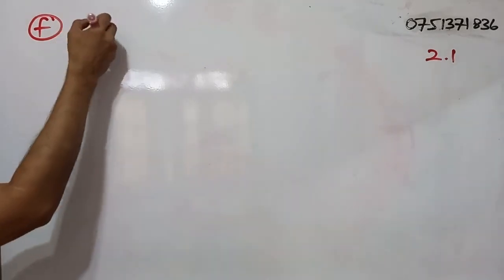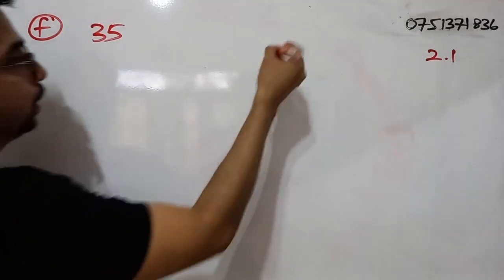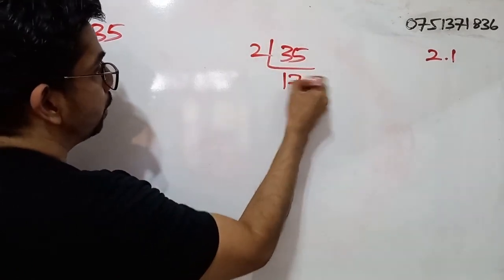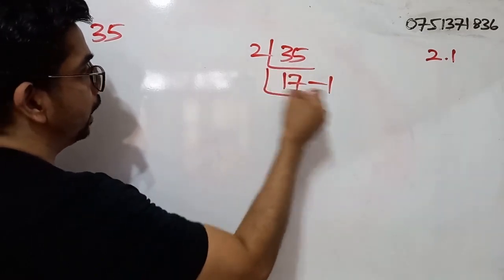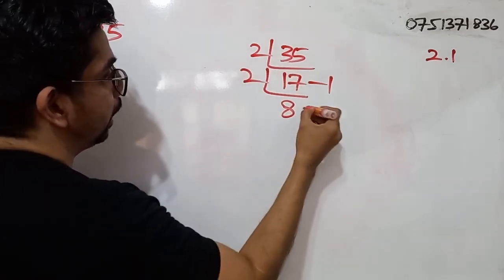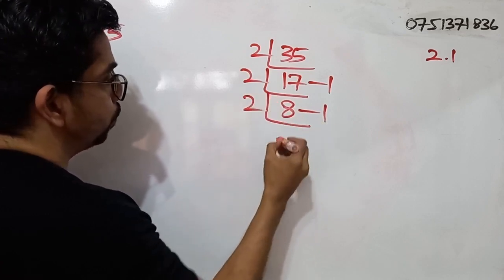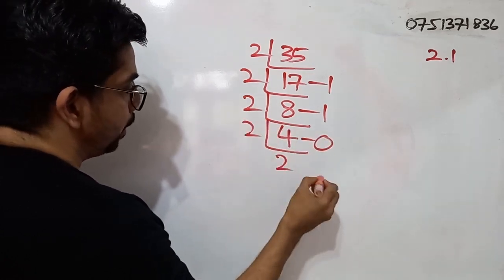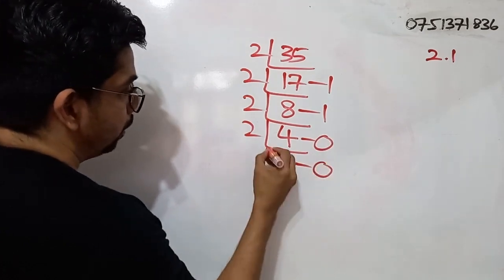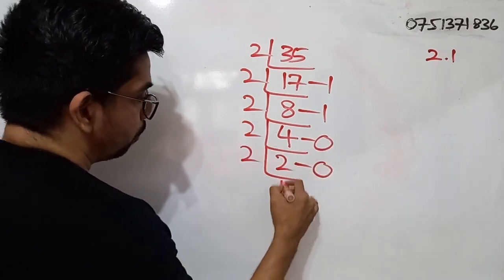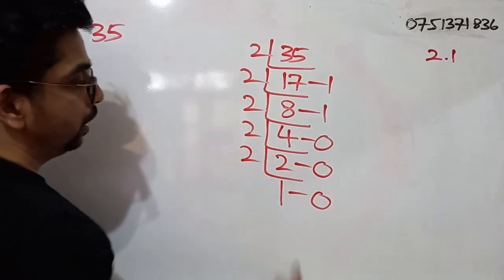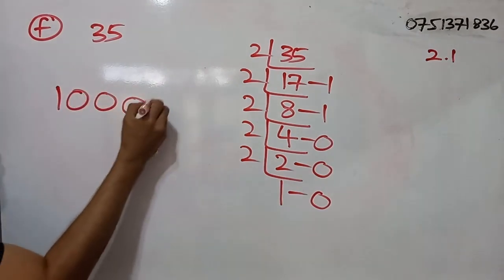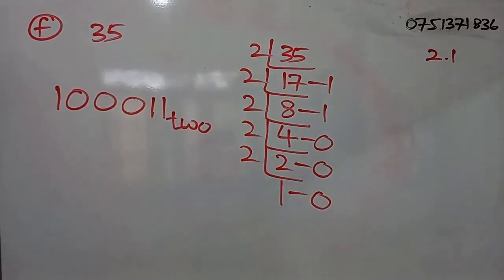Right, F. So we have 35. Okay, so 35 we will divide by 2. So 17 and 1 as a remainder. Again we will divide this by 2. So 8 and 1 as a remainder. Again we will divide this by 2. So we will get 4 and no remainder. Again we will divide by 2. So we get 2 without any remainder. Again we will divide this by 2. So we get 1 and no remainder. Then we take these numbers. So 1, 0, 0, 0, 1, 1 and the base is 2.